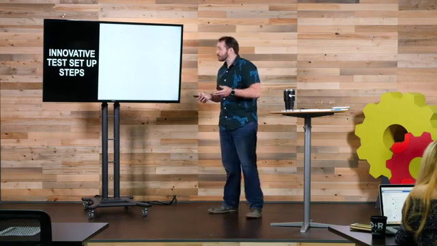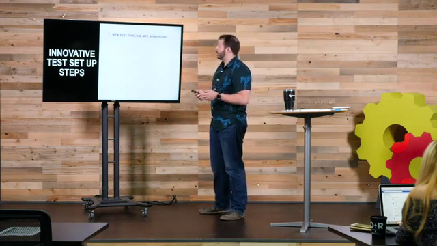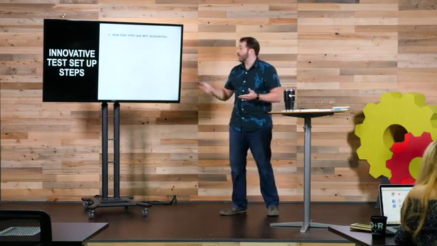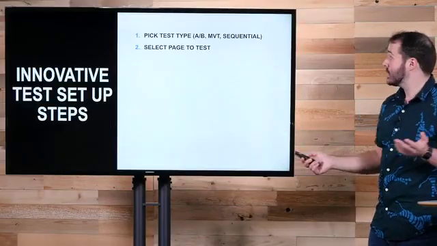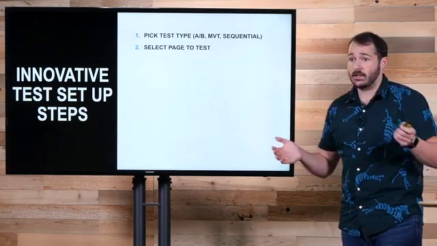So, cool. Innovative test setup steps, really kind of simple stuff here. You pick your test type, whether it's an A/B, multivariate, or sequential. In this case, we're all doing A/B tests. Select your page to test. Take a look at different landing pages.